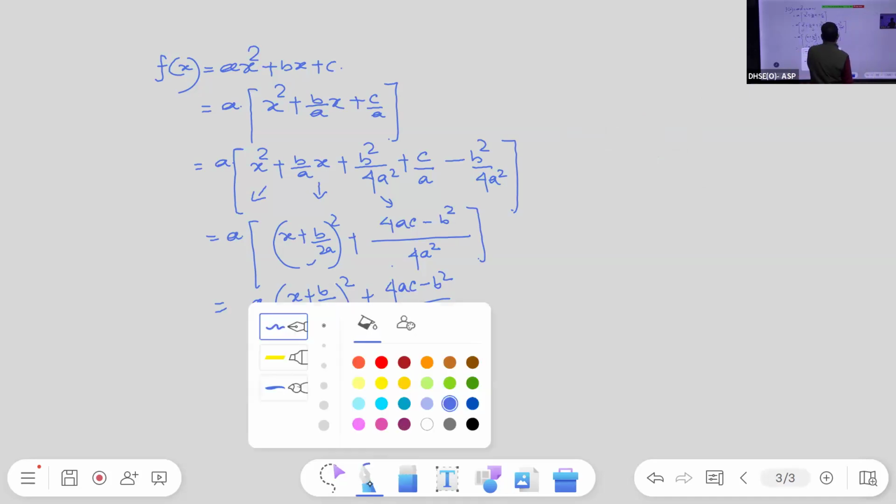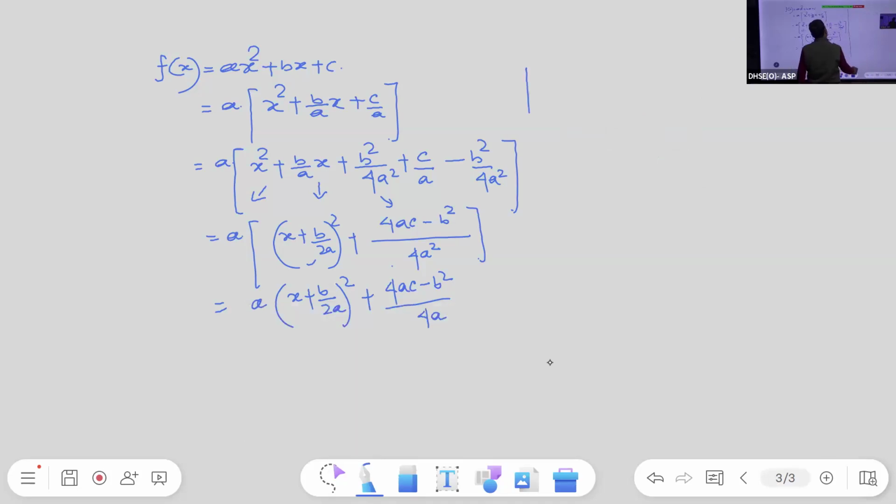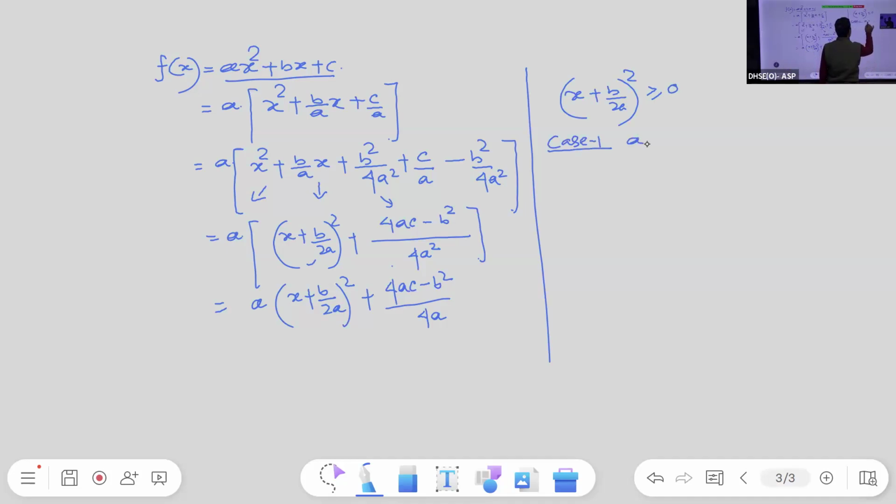So, you know, a square quantity is always non-negative. We can write (x + b/2a) whole square is greater than or equal to 0. In the expression ax² + bx + c, a is the leading coefficient. a can never be equal to 0. If a is equal to 0, then it won't be considered a quadratic. a is either greater than 0 or less than 0. Case 1, consider a is greater than 0.